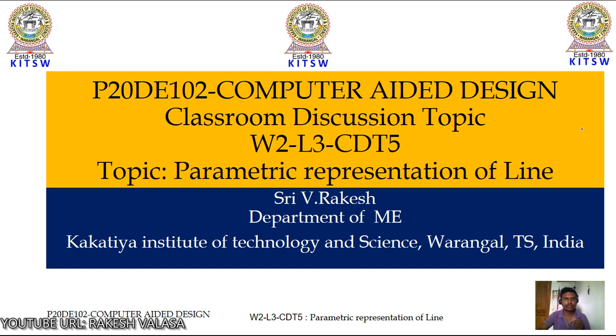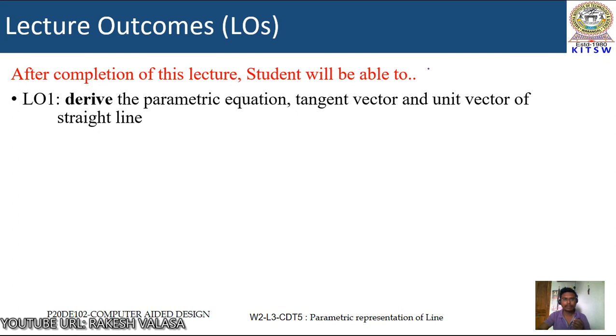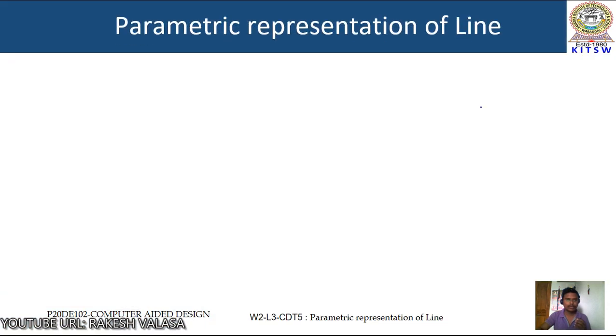Before starting this topic, let us see the lecture outcome. After completion of this lecture, students will be able to derive the parametric equation, tangent vector and unit vector of a straight line. Already you know what a straight line is: the shortest distance between two endpoints is called a straight line.